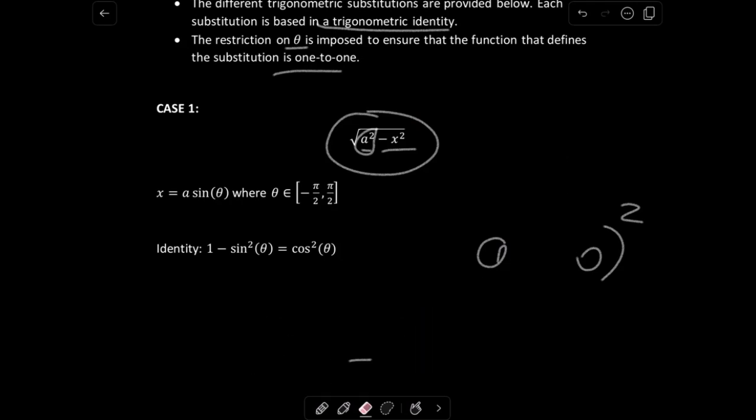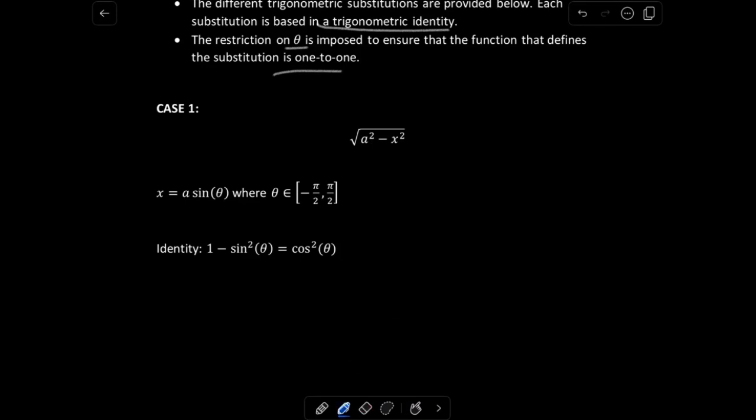So the first case is where we have something of this form, the square root of a squared minus x squared. The substitution that you need to use, and this is a general case, is x equals a sine theta, where theta is an element from negative pi over 2 to positive pi over 2, inclusive of those two bounds. Remember, this is that restriction on theta. It just makes this substitution function one-to-one.